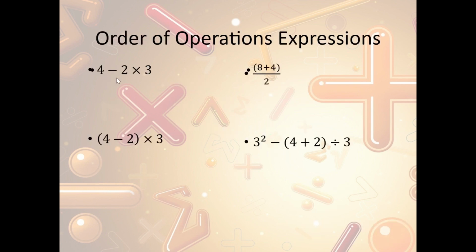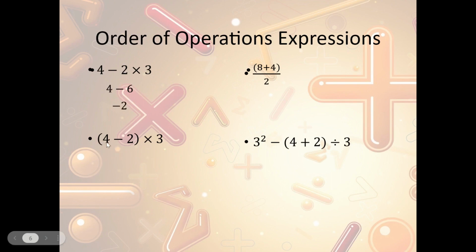So we have 4 minus 2 times 3. Well, we have no parentheses. We have no exponents, so we're going to begin with multiplication, which is 2 times 3. So 2 times 3 is 6, so we have 4 minus 6. Now we can just go ahead and add or subtract. So we have 4 minus 6, which is negative 2.